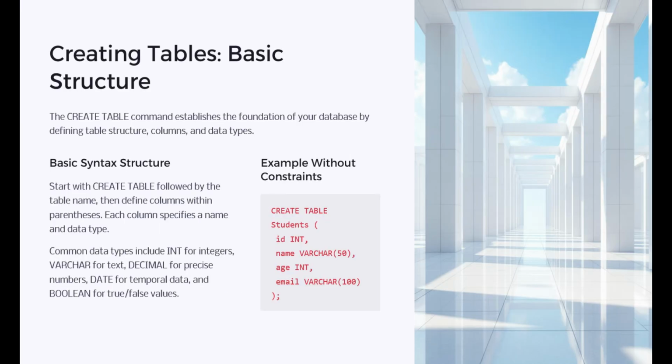Let's see how to create the table. The create table command is the foundation of database design. It defines the structure of a table by specifying column names and data types. Some commonly used data types are int for numbers, varchar for text, decimal for precise numeric values, date for date values, boolean for true or false.